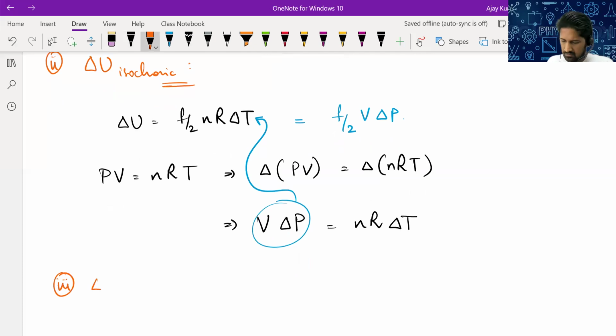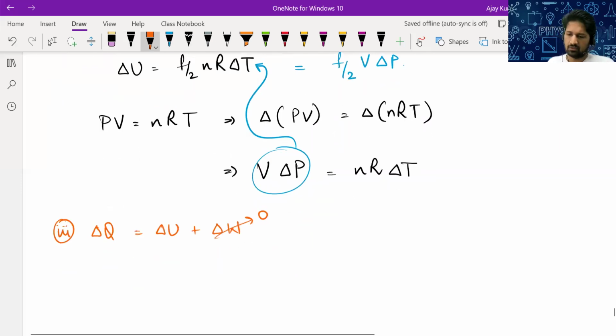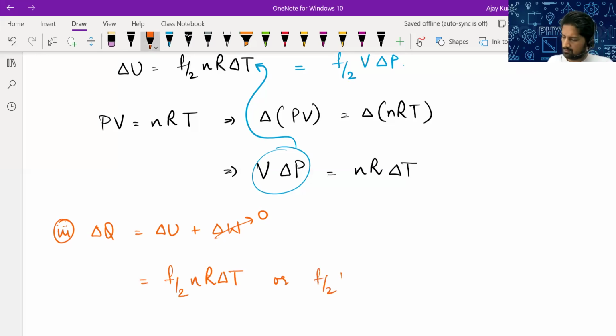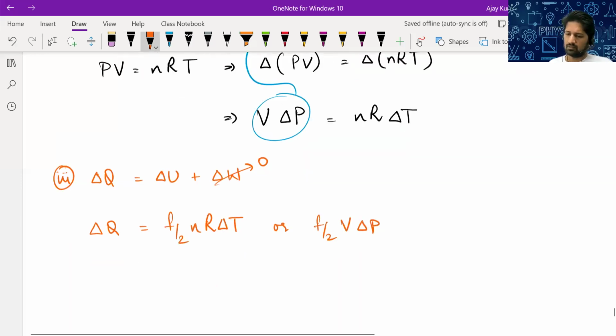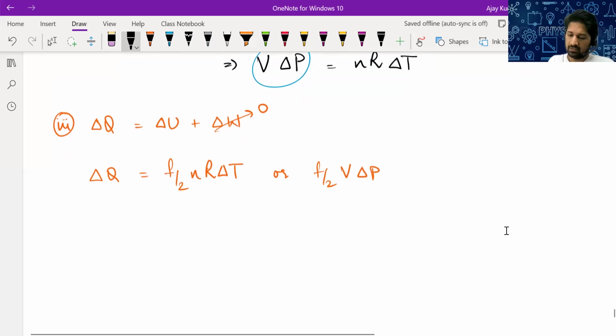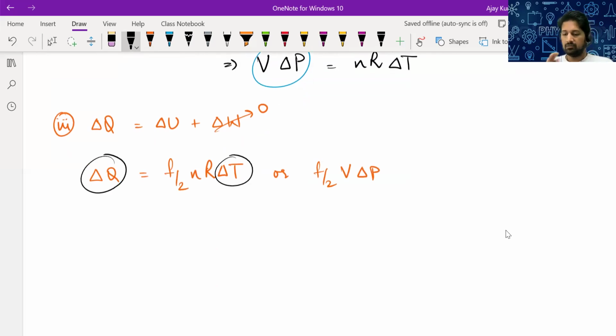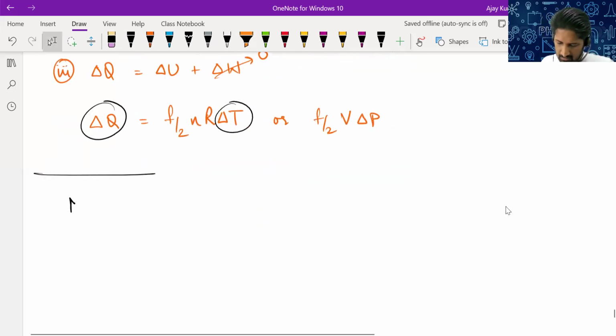Next is delta Q. We know delta Q is delta U plus delta W. Delta W is zero in an isochoric process, it's always zero. Therefore, delta Q is equal to delta U itself. So you can write it as f by 2 nR delta T itself, or you can also write it as f by 2 V delta P, as we just derived. Now you see that we have a relation here between heat supplied and temperature change. If you have that relation, you can derive the molar specific heat of that process.